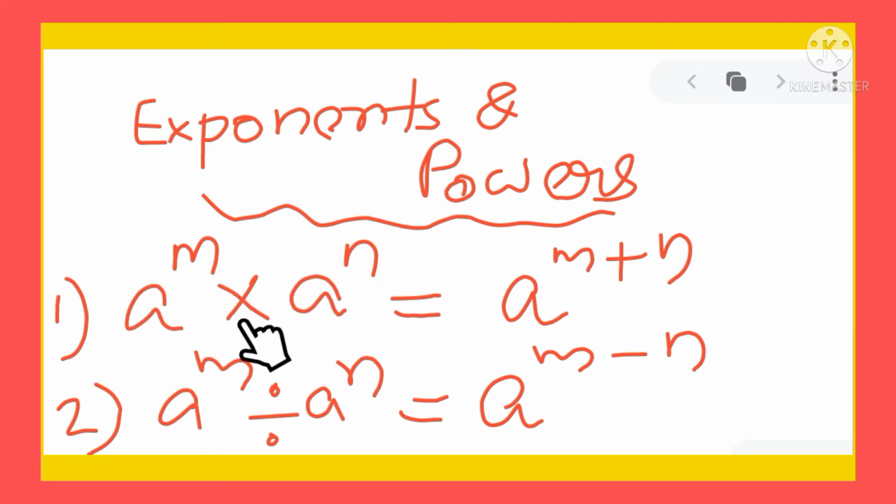Here what we are doing means the bases are same. Here the bases are both a. We want to add the powers, that is m plus n. When the numbers multiply each other, that means a raised to m into a raised to n, then a raised to m plus n. If the division is there, a raised to m divided by a raised to n is a raised to m minus n.